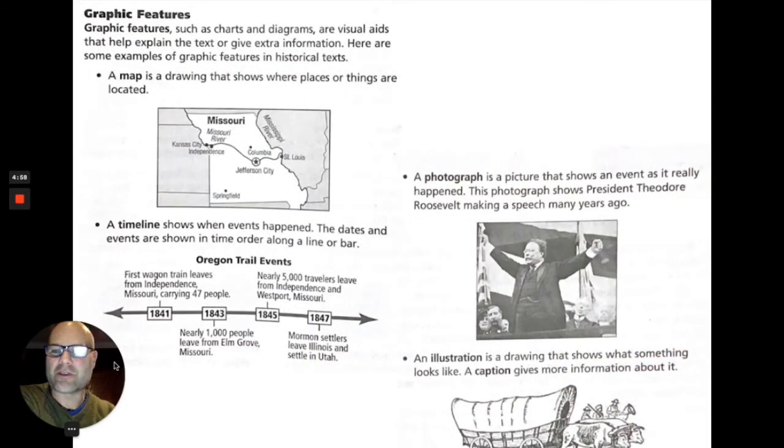Graphic features are a huge part of historical texts. They cover such things as charts, diagrams, they're visual aids. It takes information and makes it visual, so it's not just text. A map is a drawing that shows where places or things are located. Here you see a map of Missouri, and there's important information, and if the text talks about the Missouri River and different cities along the river, you can see where those cities would lie along the Missouri River.